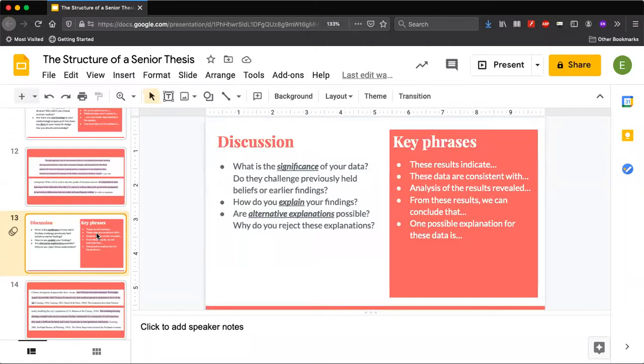Okay, so some key phrases for this section might be, these results indicate something, these data are consistent with something, analysis of the results revealed something, from these results we can conclude that something, and one possible explanation for these data is something.